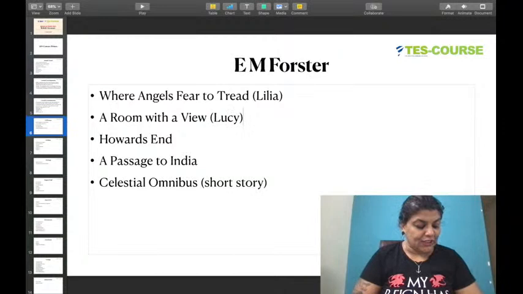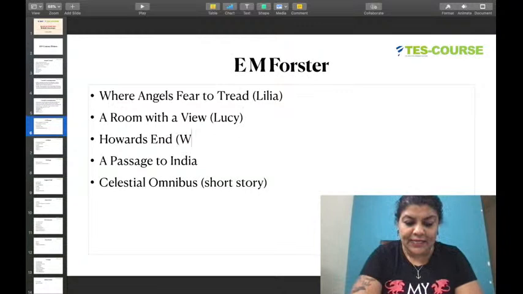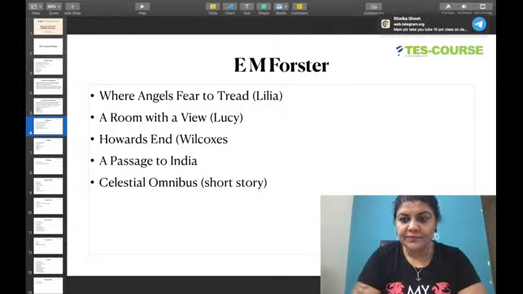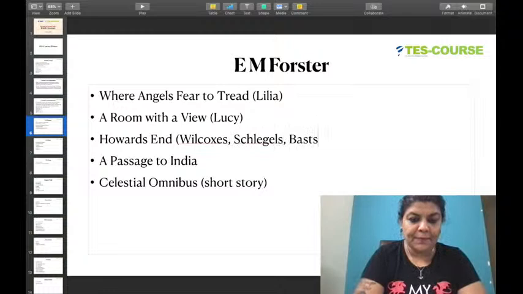Which are the three families in Howards End? The Wilcoxes, Schlegels and Basts.